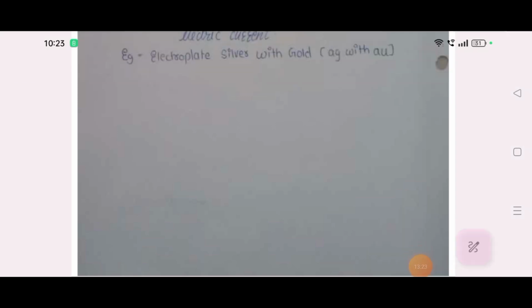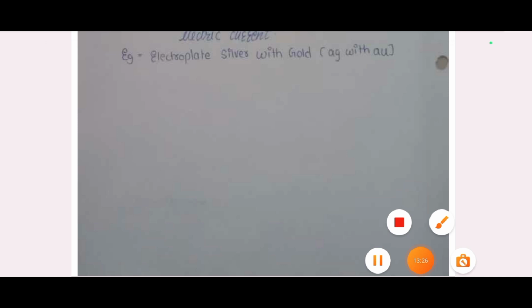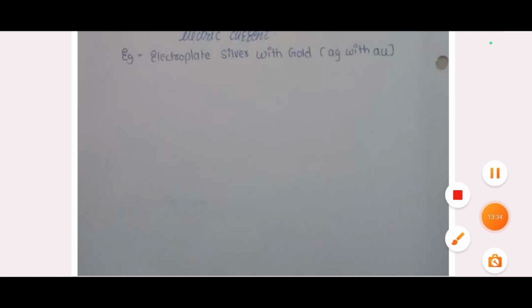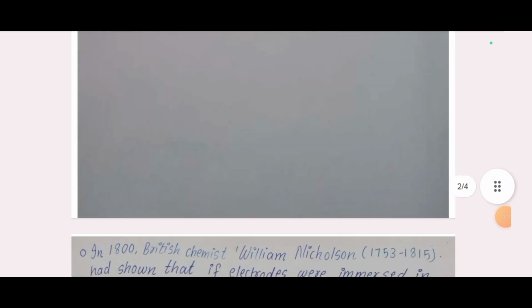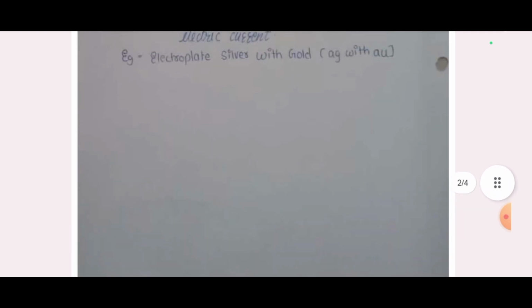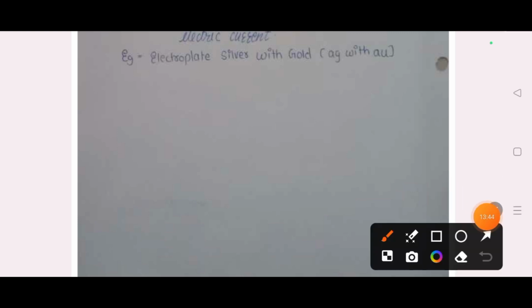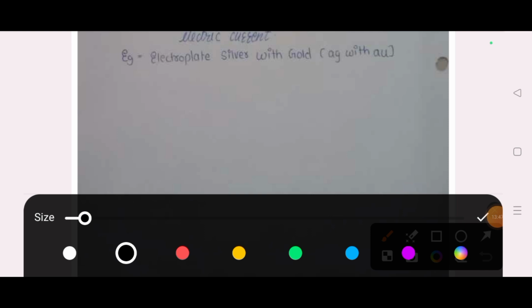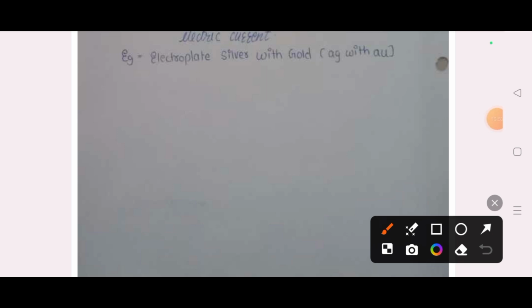How I'm having silver jewelry and I want to electroplate it with gold. Now, the very initial step you have to take is this. First of all, take your page. You can also draw with me. It's so simple, so easy. Okay, now let's start how electroplating is done.